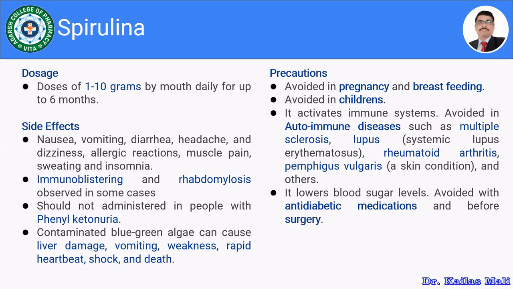Furthermore, spirulina is going to lower the blood sugar levels. So it should be given cautiously to diabetes patients, and if the patient is on therapy of anti-diabetic medication, one should avoid or stop taking spirulina. If we have a scheduled surgery, we should stop taking spirulina, because that is going to reduce the blood sugar level. It will create certain complications. So these are the certain precautions and warnings for spirulina.